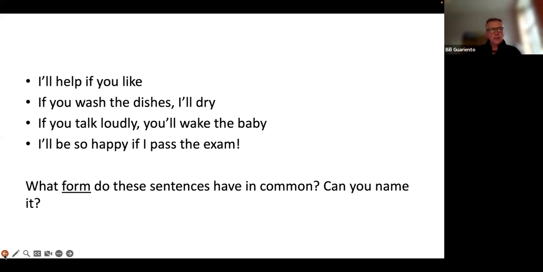What do you think? Don't shout out, just think for 1 minute. What do you think are the functions of sentence 2 and 3 and 4? So the first one is offering help. Second one, what's that? The third one, the fourth one. Can anybody identify the functions of any of these sentences? Let's look at number 3. What's the function of that sentence?